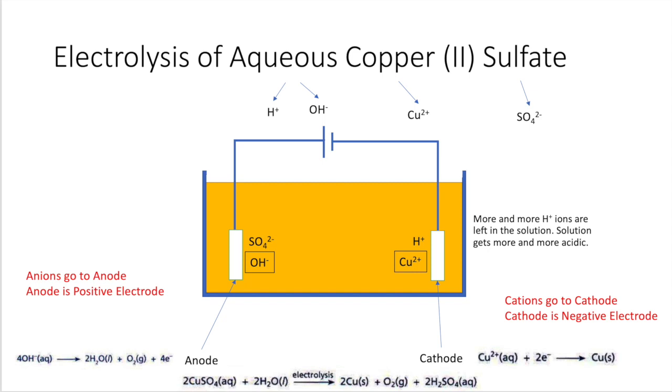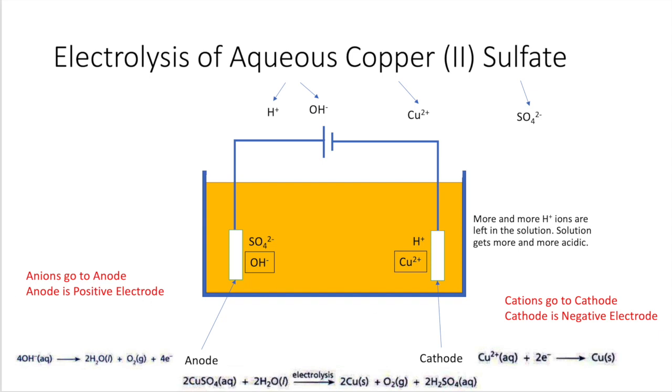Next, step 3, at the cathode, determine what happens. Cations go to the cathode, so H+ and Cu2+ go to the cathode. But because Cu2+ is lower than hydrogen in the reactivity series, Cu2+ gets discharged. This is the equation. As a result, H+ ions remain in the solution. And because H+ and SO4 2- ions remain in the solution, the remaining solution gets more and more acidic. So the summarized equation will look like that. Initially, it starts with these two. After electrolysis, this gets discharged, this gets discharged, and this one is the resultant that comes together.